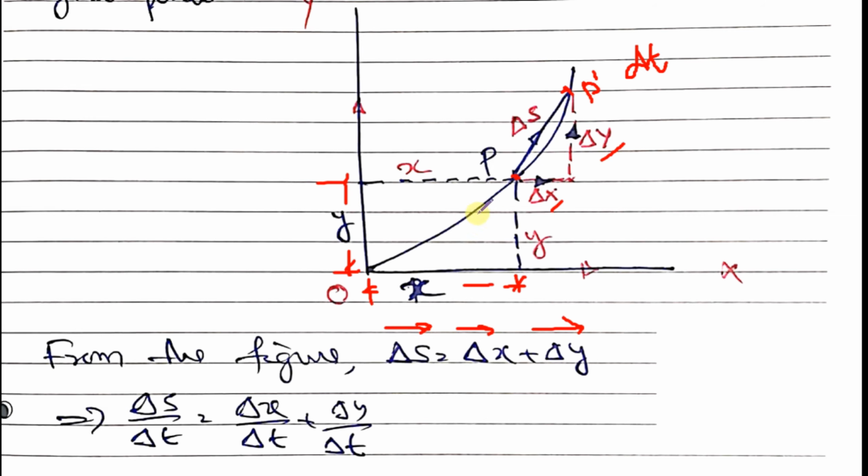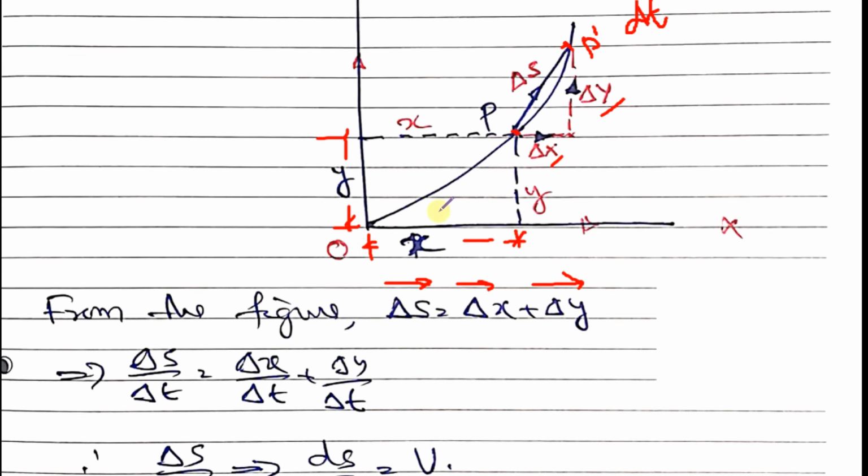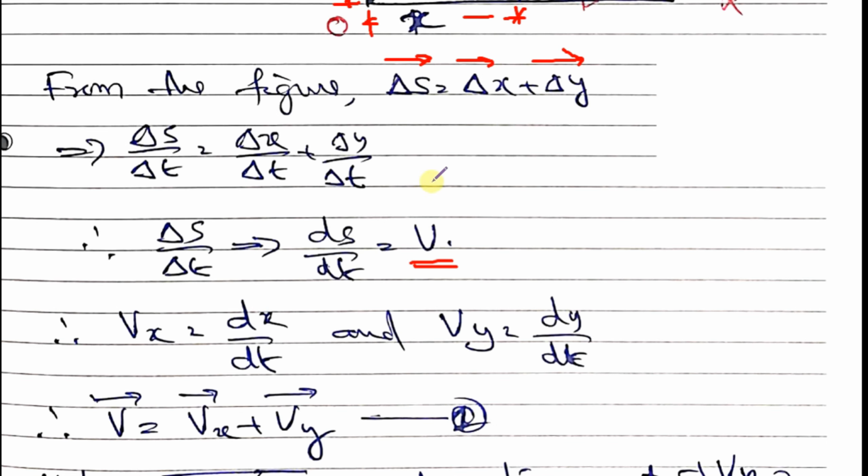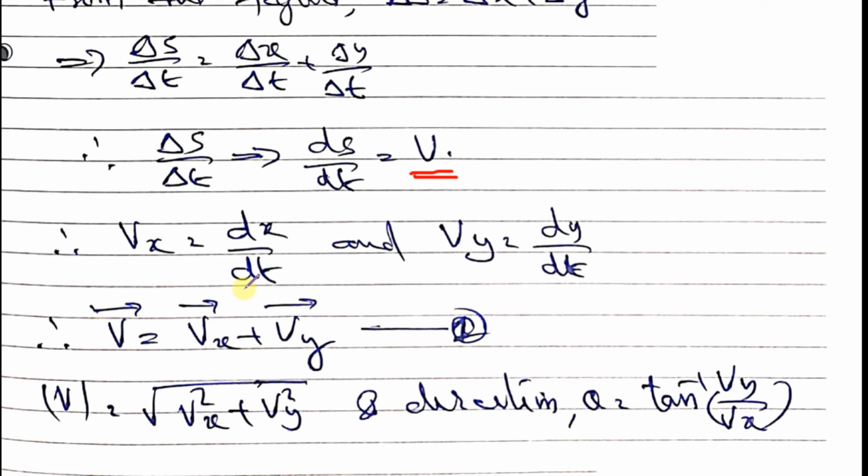So this particle is moving along a curved path, or it has a curvilinear motion. The two instantaneous components of the velocity of the particle are dx by dt and dy by dt, and the resultant velocity can be represented as v equal to vx plus vy, where all these terms are vectors.